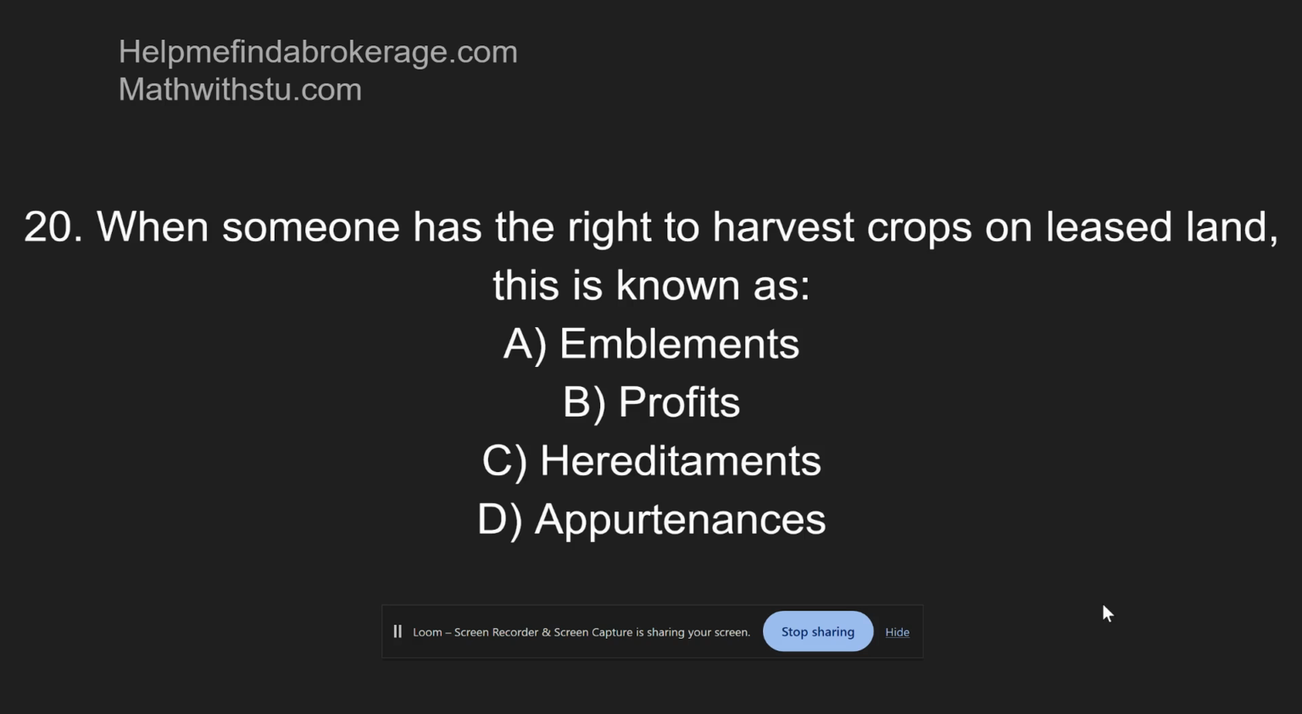So what is this that we're talking about right here? When someone has a right to harvest crops on leased land, this is known as emblements. So notice that in this question, they actually say, hey, this is on leased land. Because if you're selling a property and it has crops on it, unless you work something out, the new owner is going to have the right to harvest the next harvest. But if you're a tenant farmer and your lease is ending or something's happening where you are no longer going to be the tenant on the property, that is a situation where you are going to have the right to harvest the next crop.